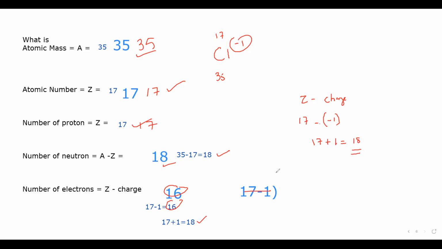Is it clear why? And it is obvious because it's a negative charge. So a negative charge has more electrons than protons. So when you write Z minus the charge, you should put the charge in a bracket because the charge is negative. So minus a negative charge will give a positive answer. Is it clear to everyone?